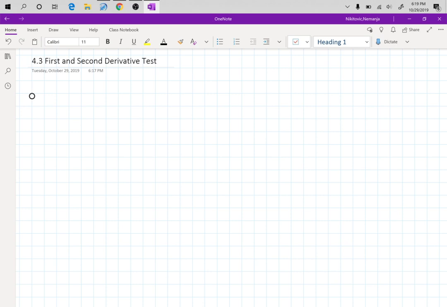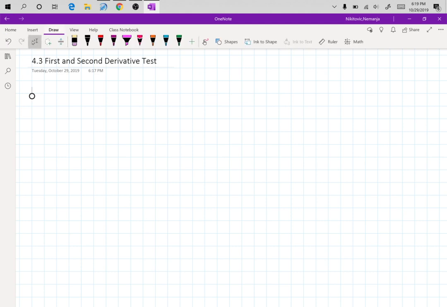Hello and welcome back to Calculus 1 section 4.3 on first and second derivative test, also known as what the derivative tells us. Here's in one picture what we get to discover and talk about in this section.